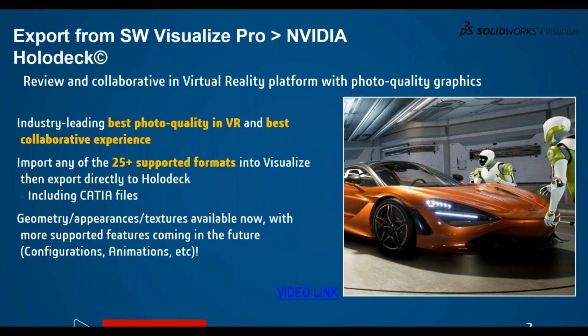Just think about how we experience and review your product. In a traditional way, for example, you have one paper, you review it with a pencil and put in comments, and because of human error it might not be communicated properly to your engineer. That is a conventional approach. But just think differently: you review and collaborate on a virtual reality platform with photo-quality graphics.